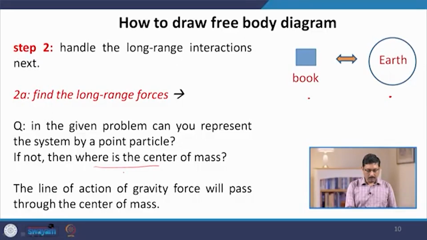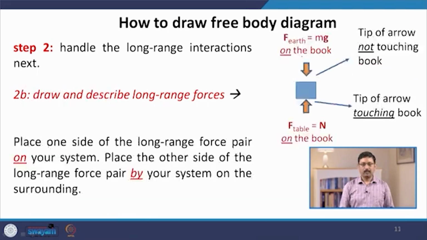So, coming back to our analysis, when you draw the long range forces, such as for example in this case the gravity, the line of action must pass through the center of mass, because each point in the book is attracted individually by the gravity, and the resultant force is passing through a representative point which is the center of mass. So, once you keep that in mind, then as before with the contact force, now you can draw and describe the long range forces.